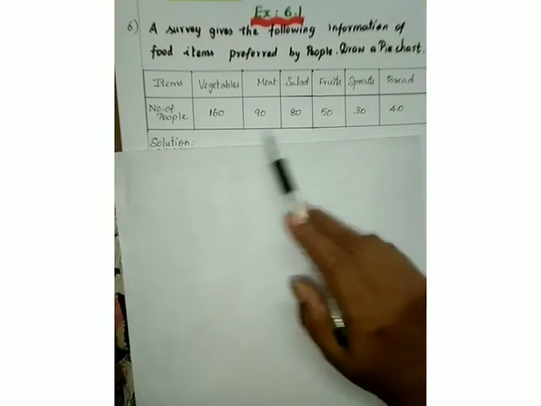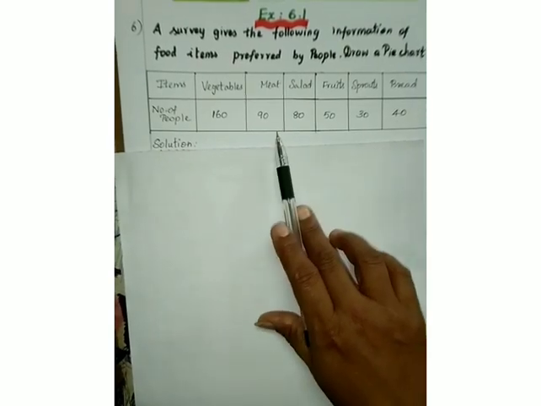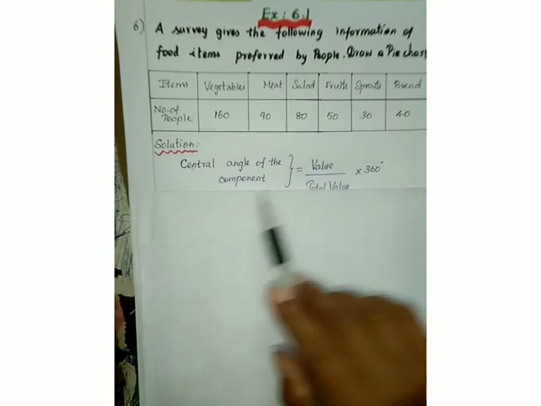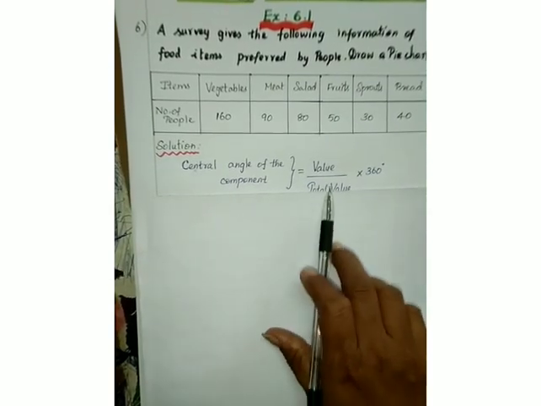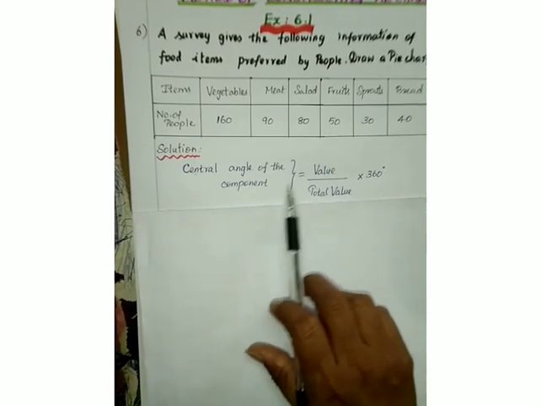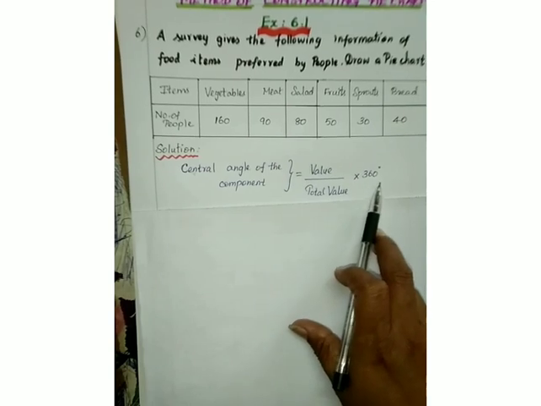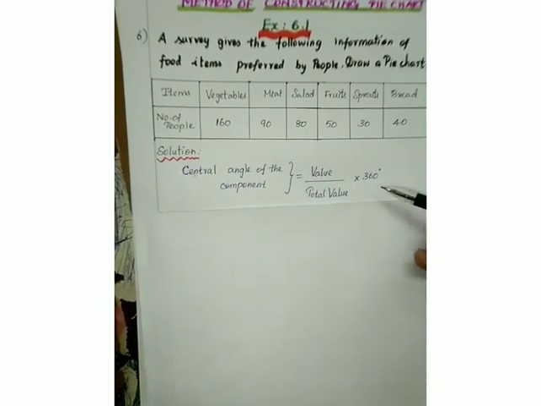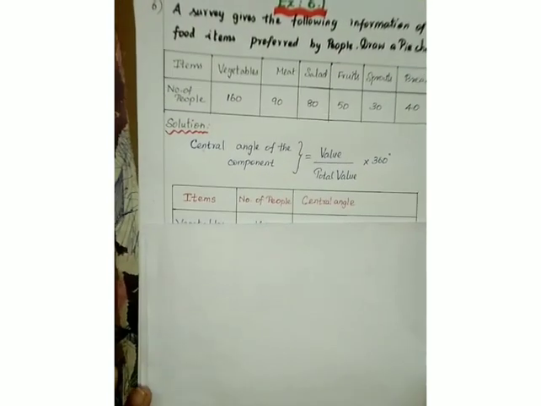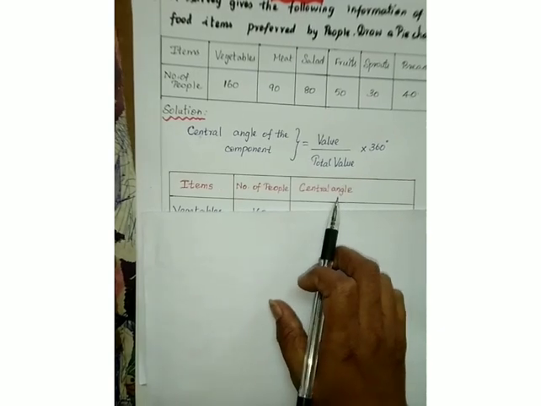So for that, here in the tabular column they have given values, not in percentage format. So we are going to apply the first formula. Solution: the central angle of the component is value by total value into 360 degrees. So for that, first we have to frame a tabular column. The tabular column is items, number of people and central angle.